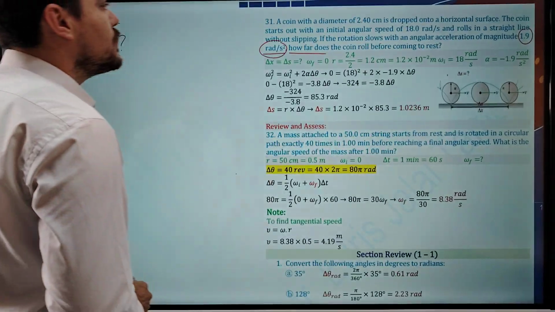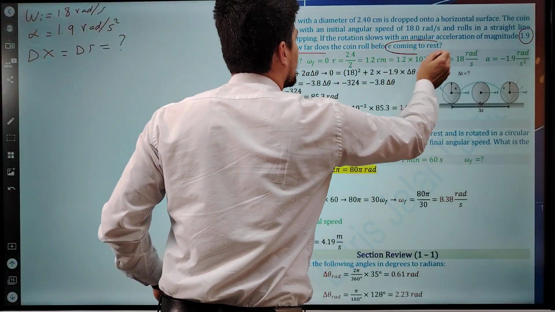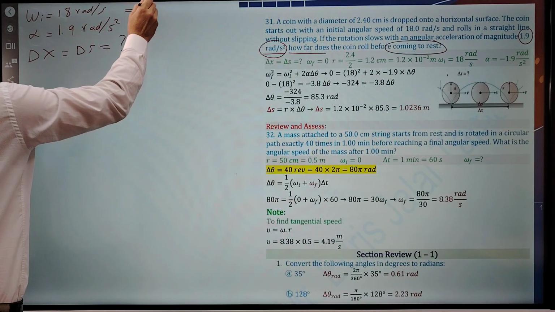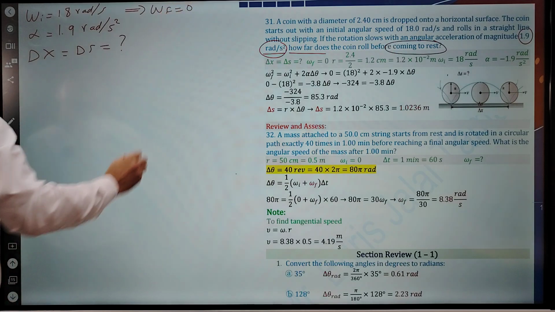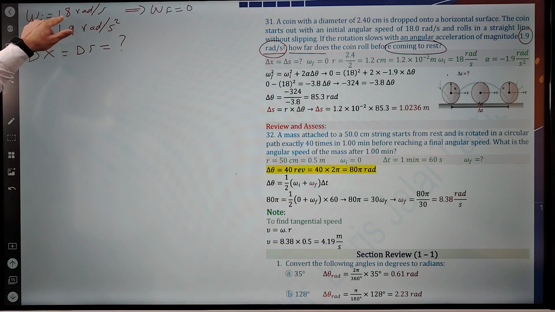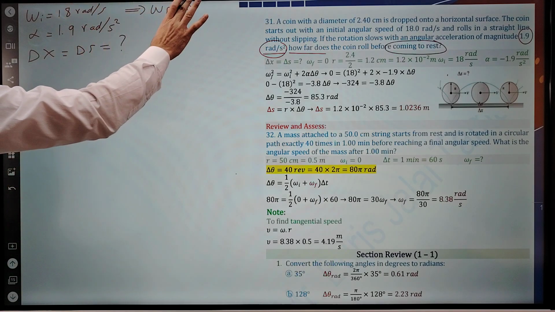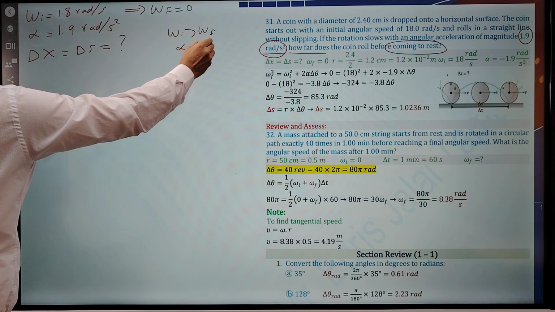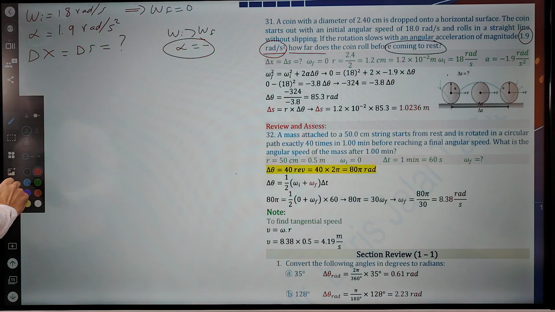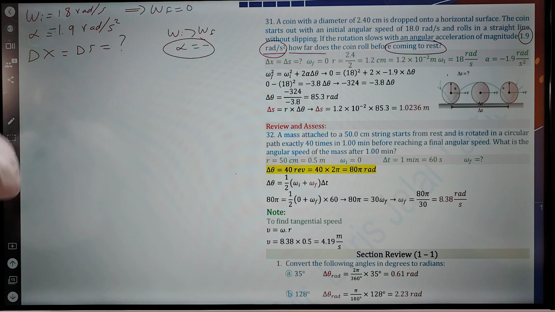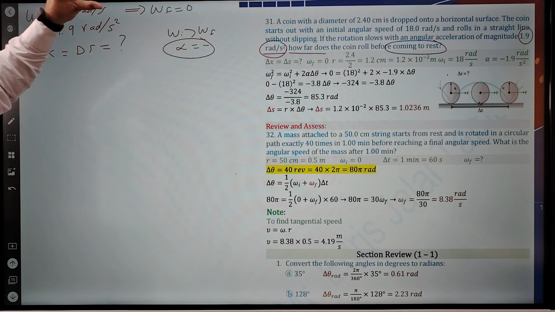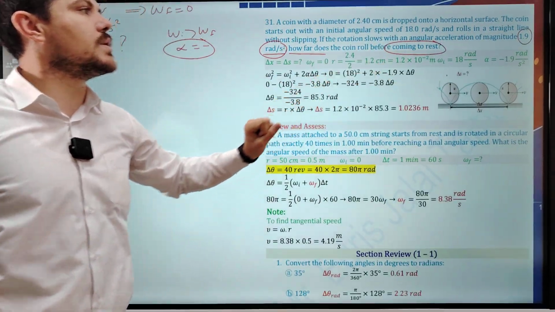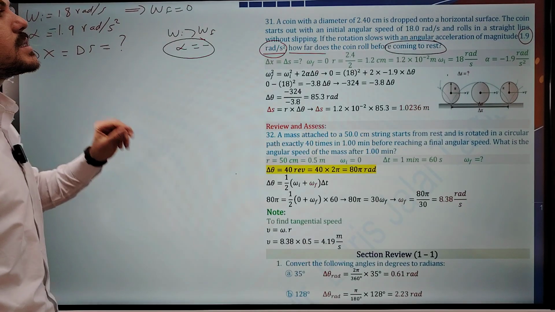Before coming to rest, what do you mean by coming to rest? Coming to rest means that omega final is 0. So omega initial is 18, omega final is 0. Is this speeding up or slowing down? This is slowing down, absolutely. Omega initial is bigger than omega final. So that is why alpha should be what? Negative, please. Why is angular acceleration negative? Because the coin is coming to rest, slowing down. In the case of slowing down, angular acceleration has a negative sign.